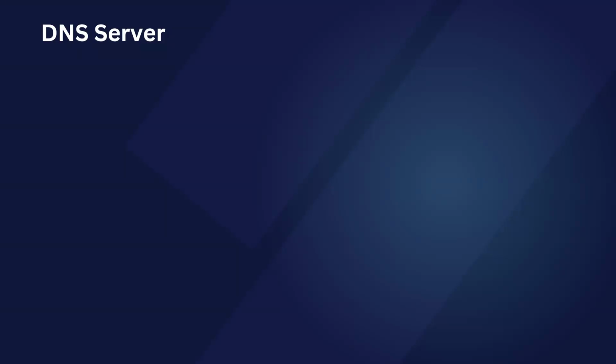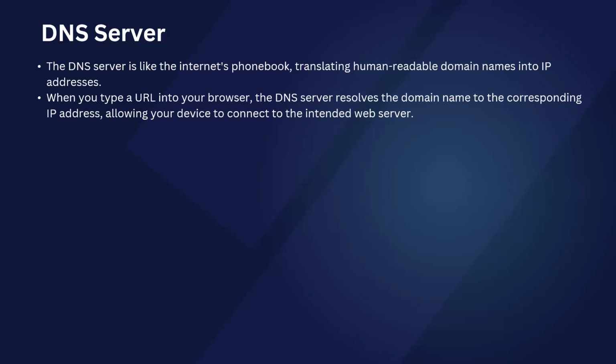Okay, and your browser doesn't have any of this information on what the contact name is and what contact number it is linked to. That information is stored on the internet's contact application, which is a DNS server. So a DNS server is like the internet's phone book, translating or converting human readable domain names into IP addresses. When we type a URL in our browser, that request goes to a DNS server first. And in that DNS server, it resolves or converts that domain name into the corresponding IP address. And then it allows your device to connect to the exact intended web server.